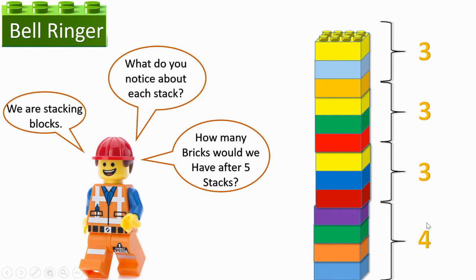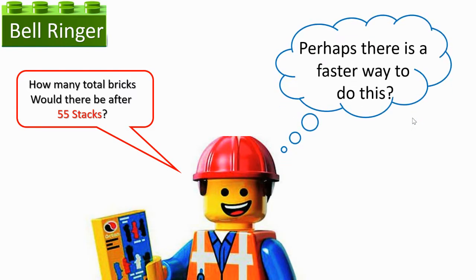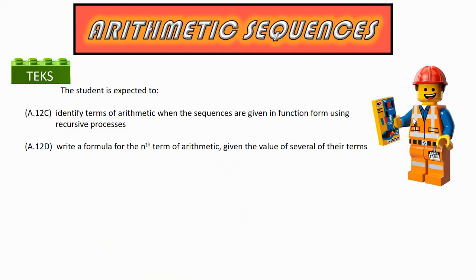All right, so how many bricks do you think we would have after 5 stacks? Well, if we start with 4, then we stack 3, 3, 3, 3, and 3. You'd have to count up all those blocks. So arithmetic sequences is going to give you a faster way of doing that. We would end up having 55 bricks. Or how many bricks will we have after 55 stacks? So if you had to add 3, add 3, add 3, 55 times, that's going to take a long time. And so there's a faster way of doing it, and we're going to use what's called arithmetic sequences.